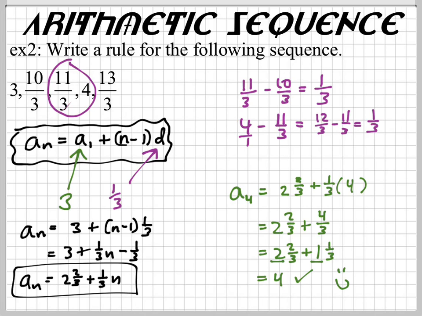Now because we have a rule, you could find any number term. Like right here we have 1, 2, 3, 4, 5 terms. If you wanted to, you could find the 27th term in this sequence. All you need to do is take that 27 and plug it into your n, and that'll be the 27th term. Kind of cool, yeah? Come on, that's cool. Yeah, that's crazy.